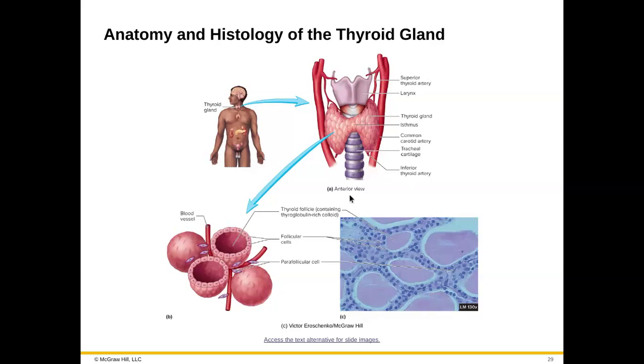And what you can see when we look at this histologically is the thyroid follicles, which are going to be full of the thyroglobulin colloid that we just talked about, which is this pink blob here, if you will. And then surrounding that is going to be your follicular cells. And then in between those follicular cells, deeper, that you can see over here, are your parafollicular cells.